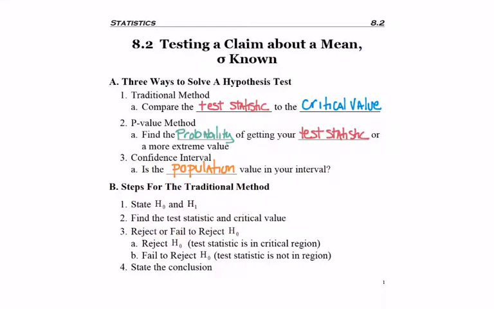So the rule will be we're going to reject H naught, the null hypothesis, if our test statistic falls in the critical region or is beyond the critical values. Otherwise, we're going to fail to reject H naught because our test statistic is not in that region or not beyond the critical values. And as always, we end by stating a final conclusion, which is a complete sentence that lets somebody know our conclusion and the item that was being tested.